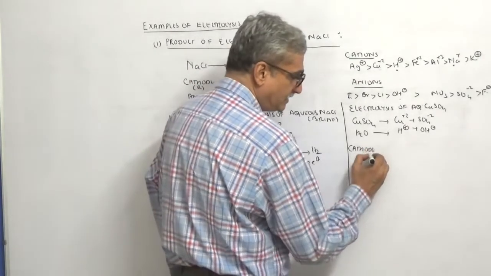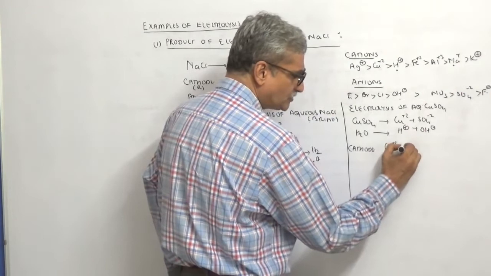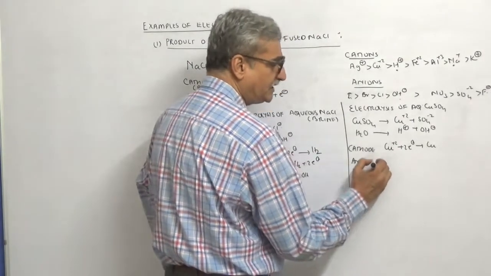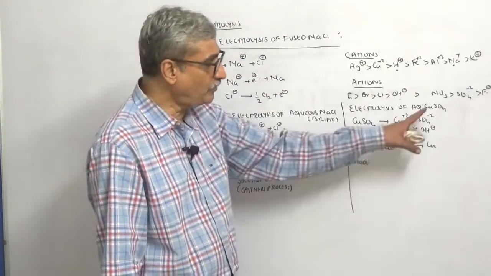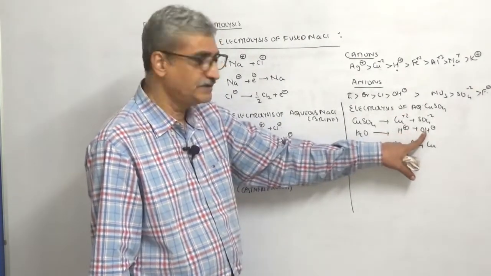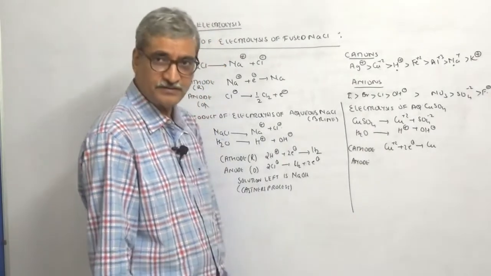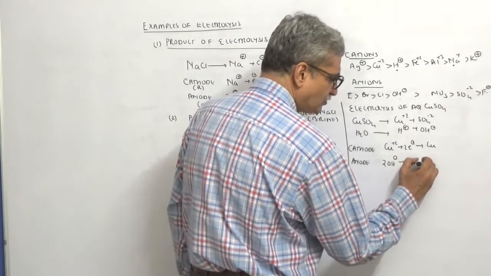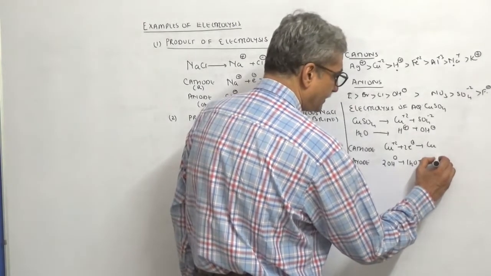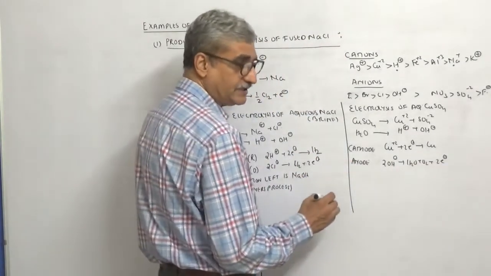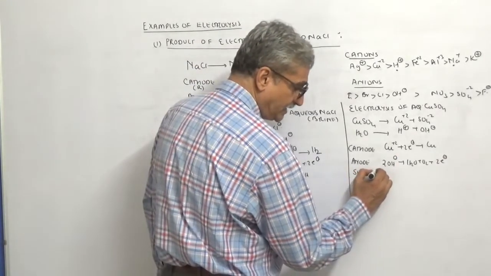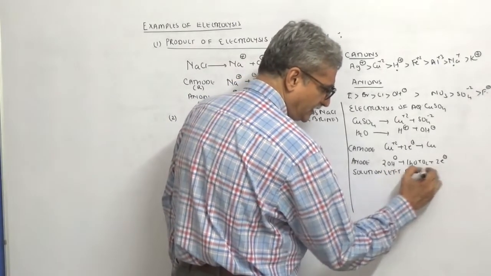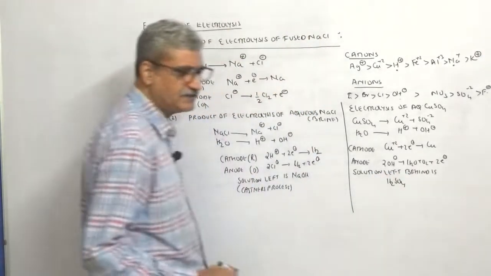So in this case what happens? Cathode reduction, Cu plus 2 plus 2 electron forms copper metal. At the anode, now you look what happens at the anode. You have OH minus and sulfate. So OH has a higher chance of discharge. So 2OH minus forms H2O plus O2 plus 2 electrons. So what is the solution left behind? These are questions which they ask. Solution left behind is sulfuric acid.